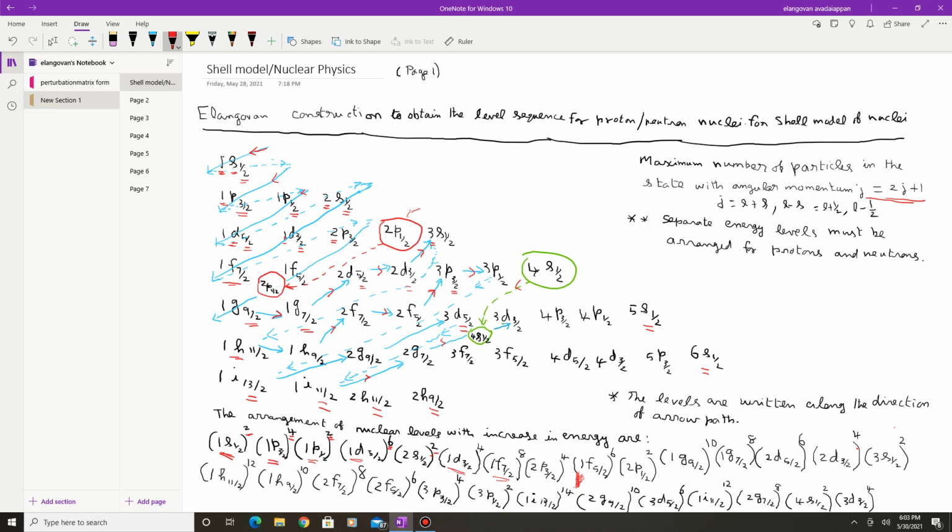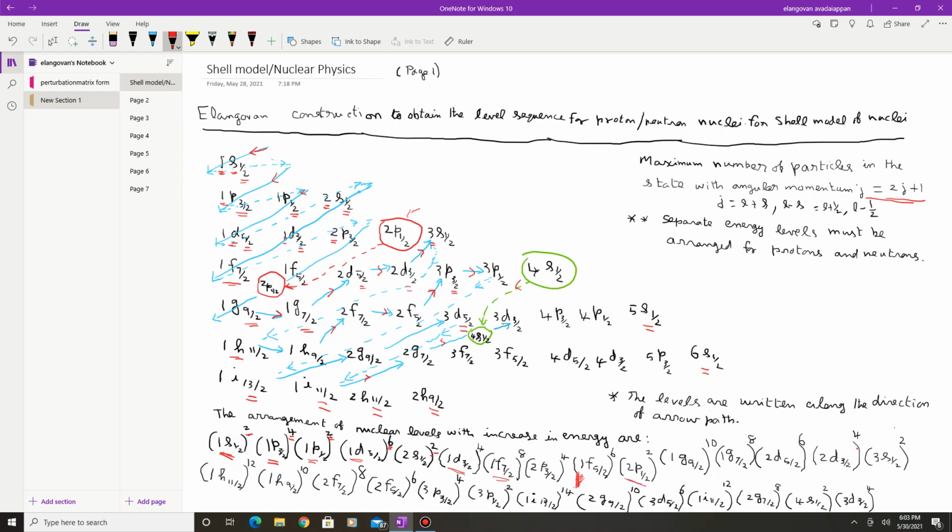So once you go here, you note down here, the 2p half is in between 1f 5 by 2 and 1g 9 by 2. So 1g 9 by 2 and 1f 5 by 2. So you must remember this.